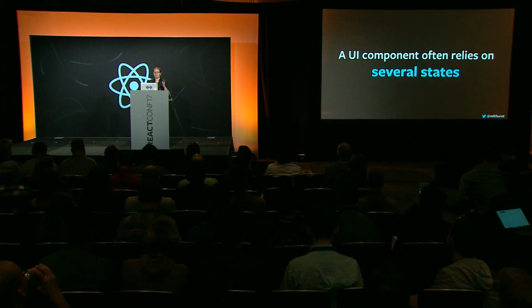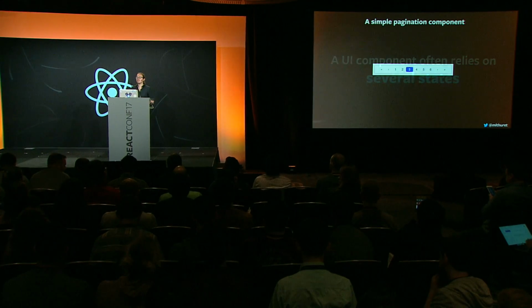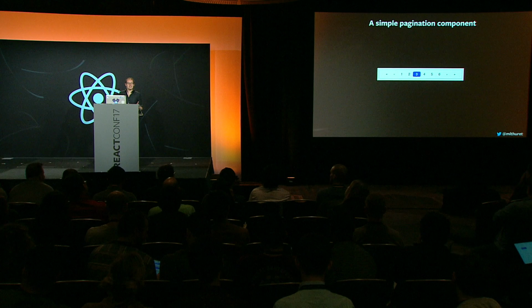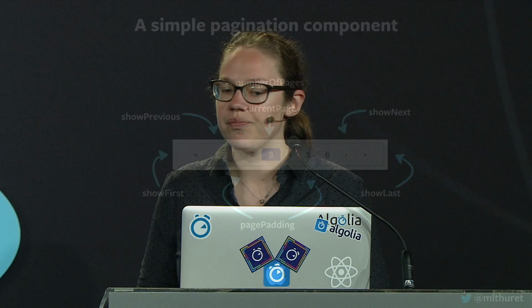As you may be aware, a UI component often relies on several states, whether it comes from their props or from their internal states. So I took this component. It looks pretty simple, right? A pagination component. But this component has a lot of props. There is a prop that will indicate if you want some buttons, like the show first or the show last button. And there are the props that indicate the current selected page, the total number of pages, and also the number of pages you want to display on the component.